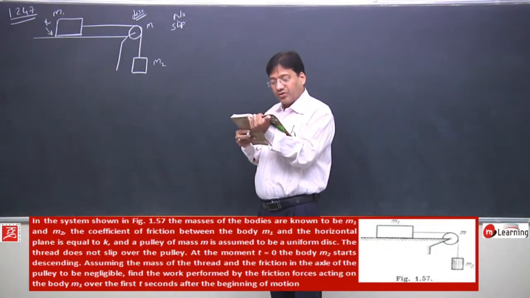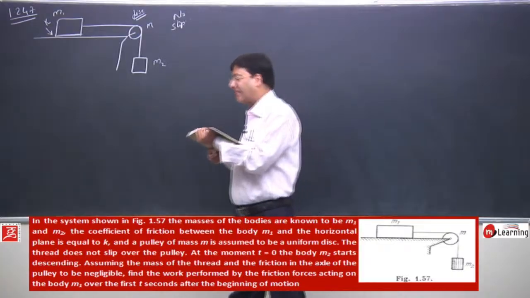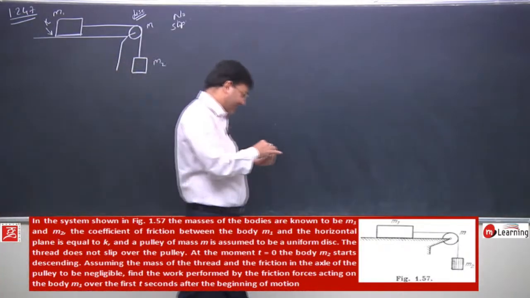At moment t equal to 0, the body m2 starts descending, assuming the mass of the thread and friction in the axle to be negligible. Find the work performed by the frictional force acting on body m1 over the first t seconds after the beginning of motion. Work performed by the frictional force, that is asked by us.